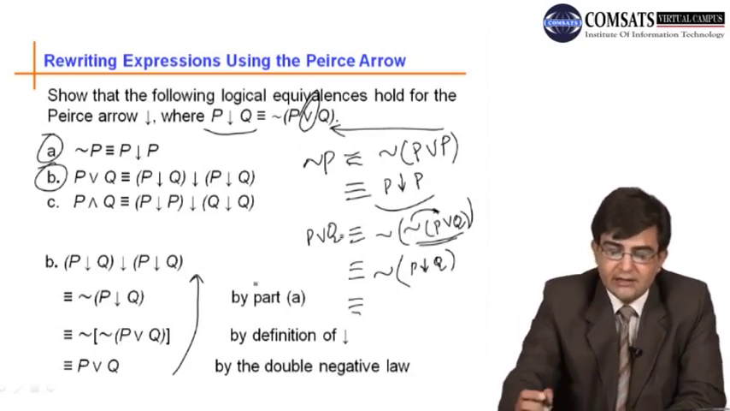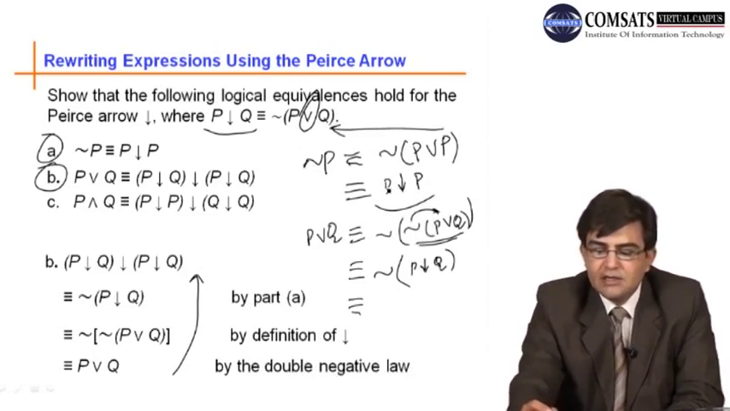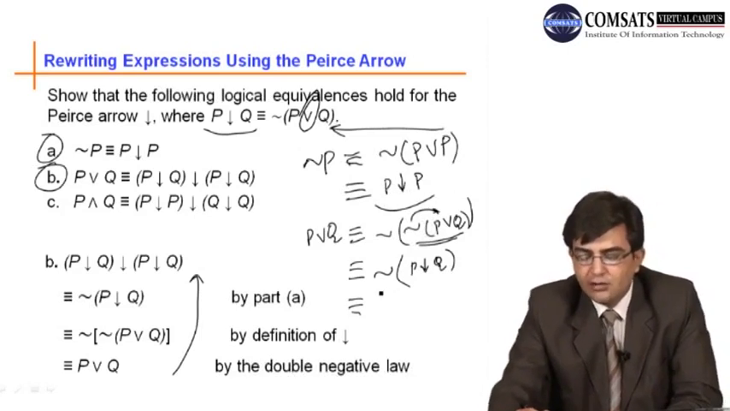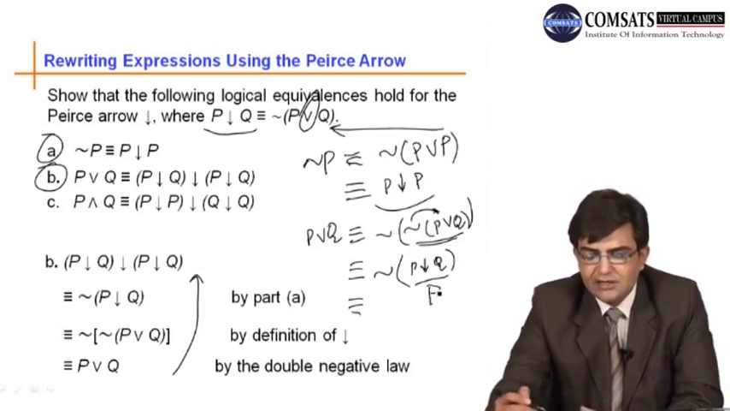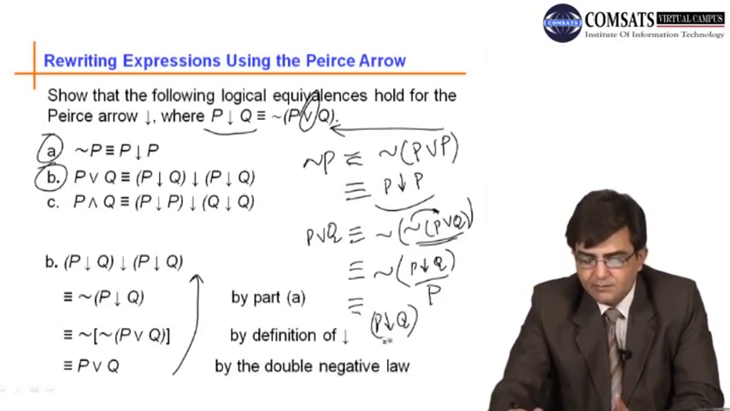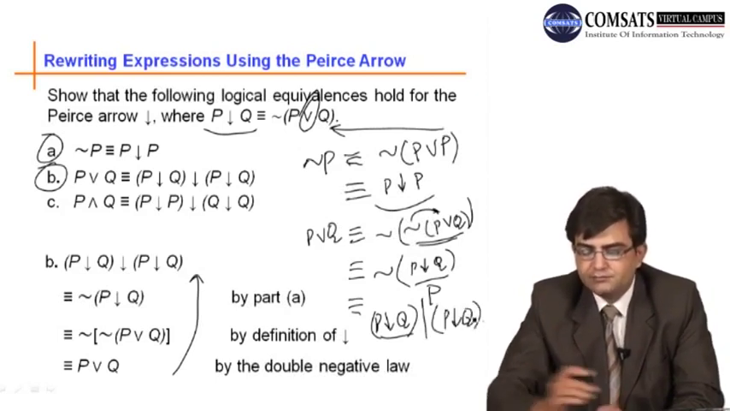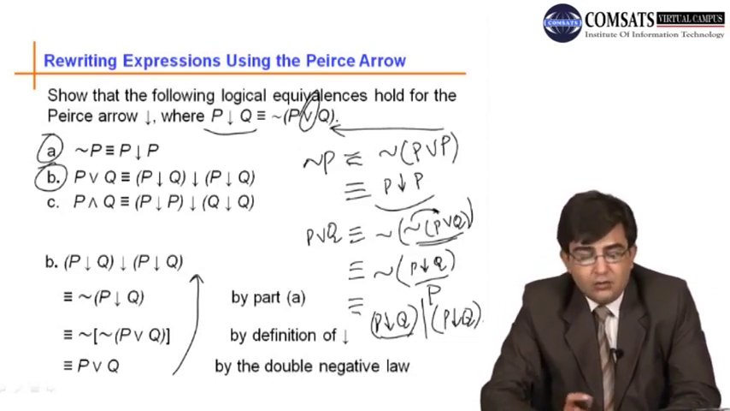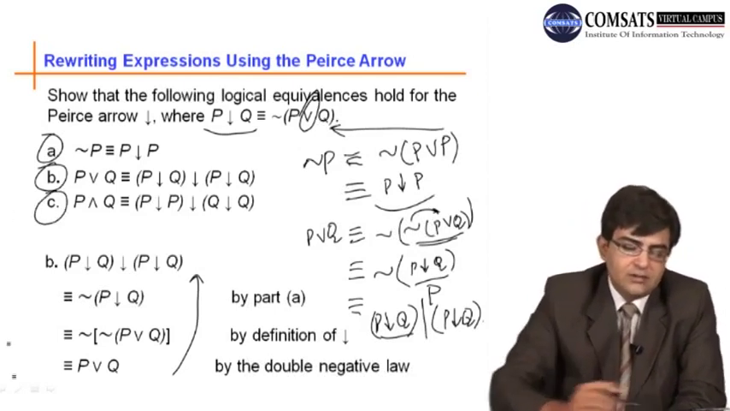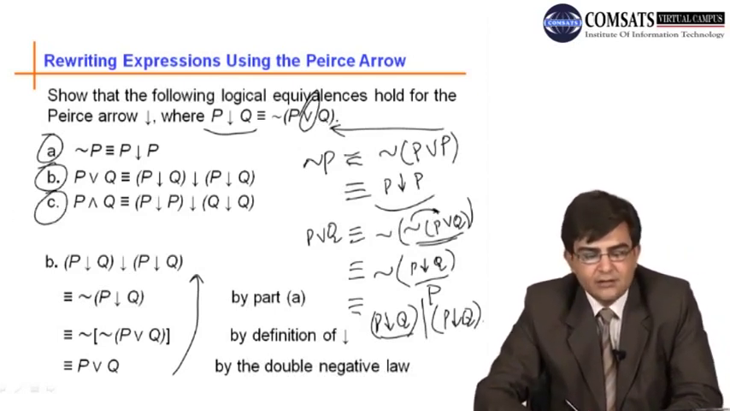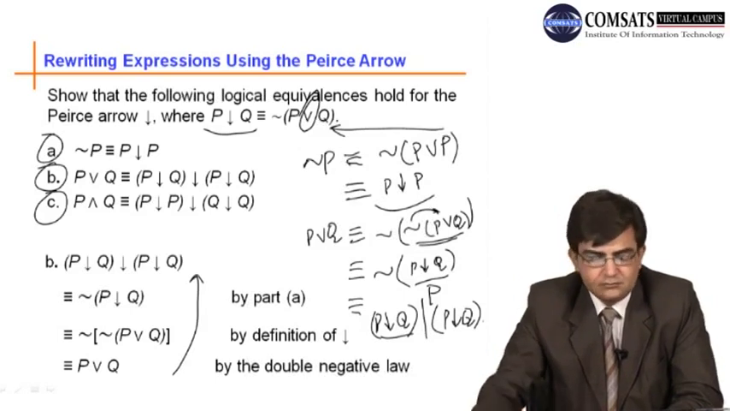Now by using part A, that is NOT P is P Pierce arrow P, here we have NOT, consider it whole as a P. So we can write P Pierce arrow Q bracket, this is P Pierce arrow, again P Pierce arrow Q. So this is how we can prove it. And similarly, you can prove part C also. We can convert P and Q into a Boolean expression which contains only the Pierce arrows.